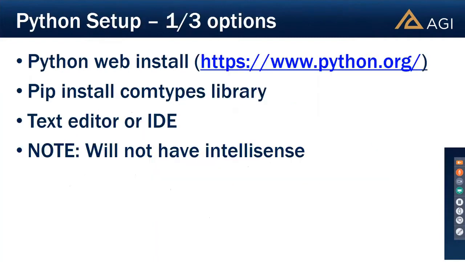A little bit about each option. There's pros and cons to each one. If you do the Python web install, you'll have to pip install the comtypes library yourself. However, then you can use any text editor or IDE that you want. Using this method, you will not have IntelliSense, which is something you might have seen if you're familiar with MATLAB or any other scripting, where you hit the tab button and it auto completes and lets you fill in different options.